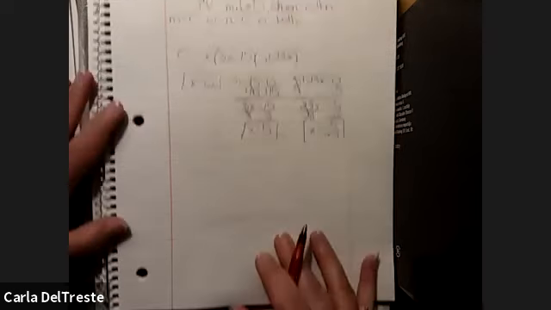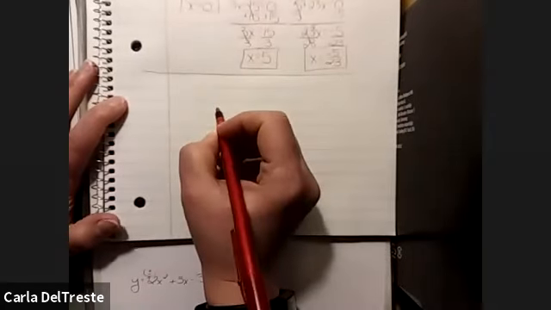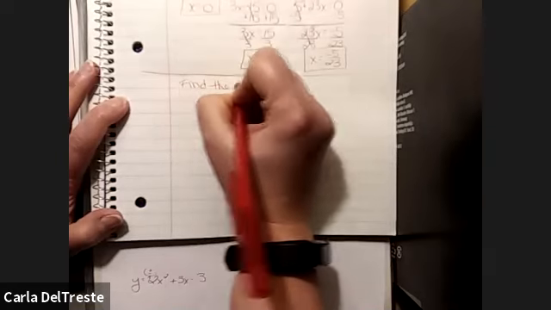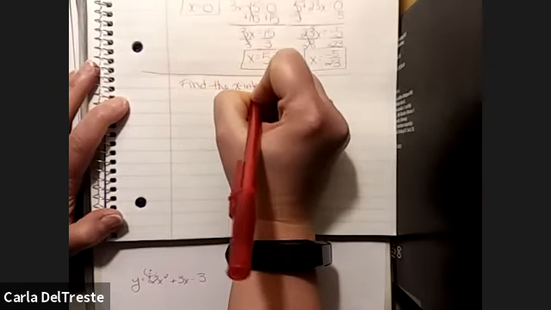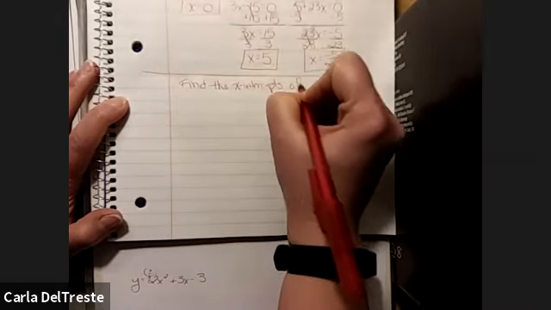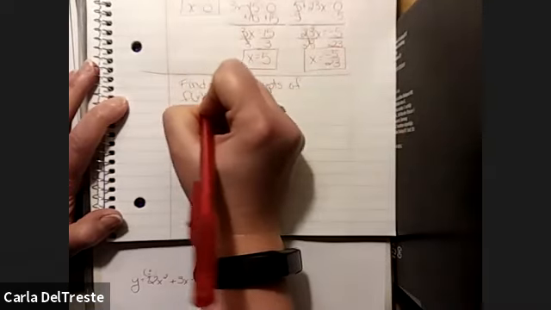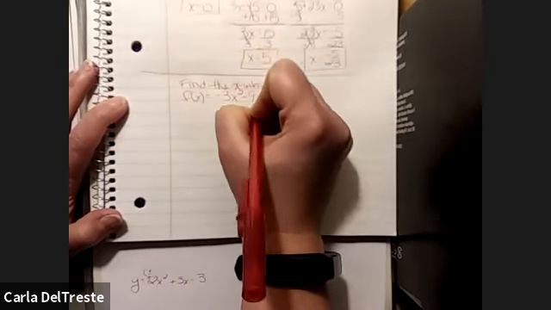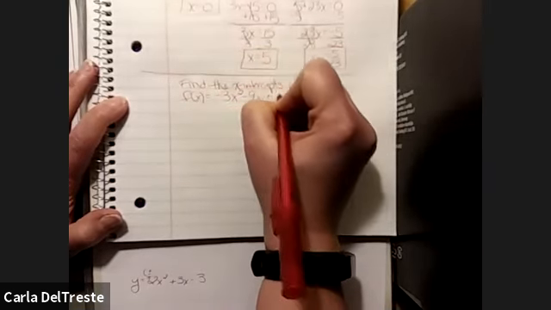So let's do our first full example. I would like to find the x-intercepts of f of x equals negative 3x squared minus 9x plus 84.